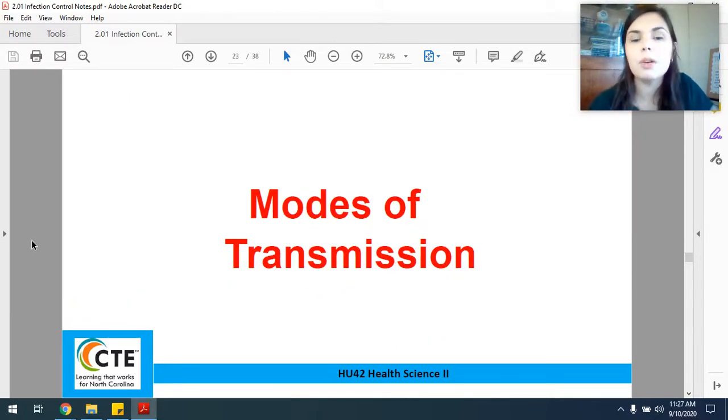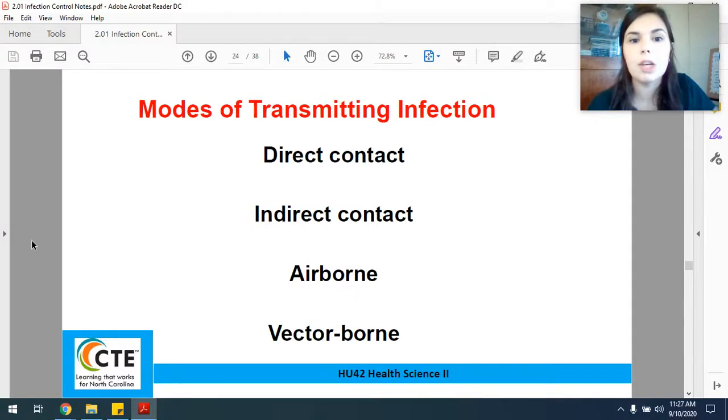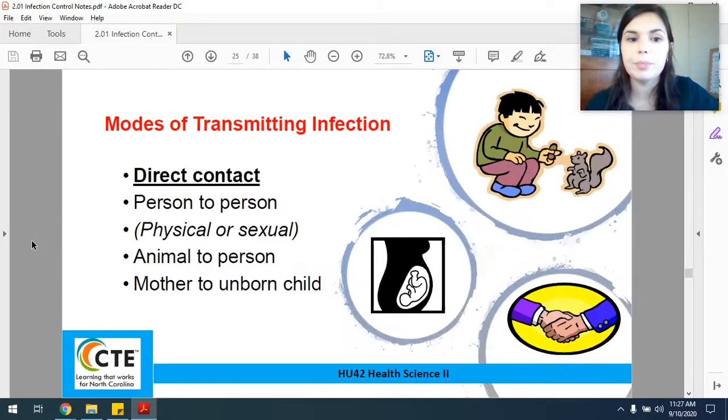Let's talk about the mode of transmission for these diseases and infections. You have direct contact, indirect contact, airborne, and vector-borne. Direct contact means person to person, which is usually through some type of physical or sexual touch. Animal to person can also be included in direct contact, and it can also be considered mother to unborn child.